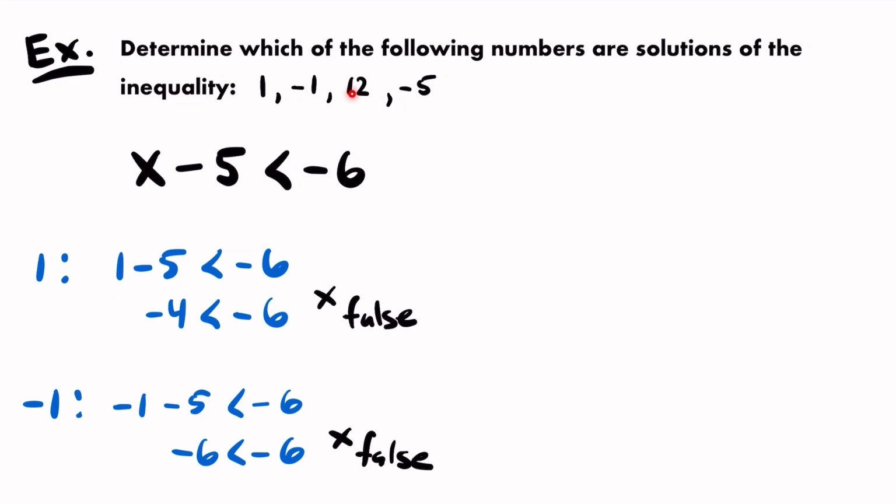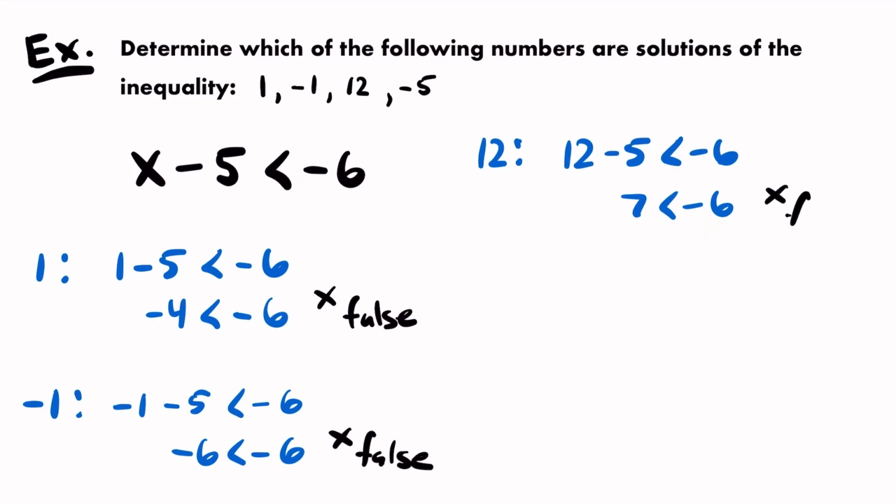Okay, and so let's try 12. Let's see what happens if x is equal to 12. For 12, we'll get 12 minus 5 less than -6. If we replace x with 12, this is what we get. And 12 minus 5 is 7. So we have 7 less than -6, but 7 is bigger than -6. So this is also a false statement. 12 does not make that statement true, which means that 12 would also not be included in the solution set for this inequality. It's not a solution at all.